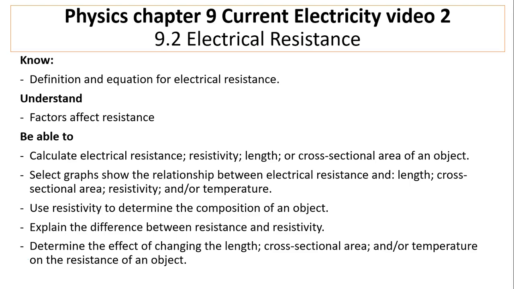length, or cross-sectional area of an object, to be able to select graphs showing the relationship between the resistance and the length, cross-sectional area, resistivity, and the temperature. Be able to use resistivity to determine the composition of an object. Be able to explain the difference between resistance and resistivity. Be able to determine the effect of changing the length, cross-sectional area, or temperature on the resistance of an object.